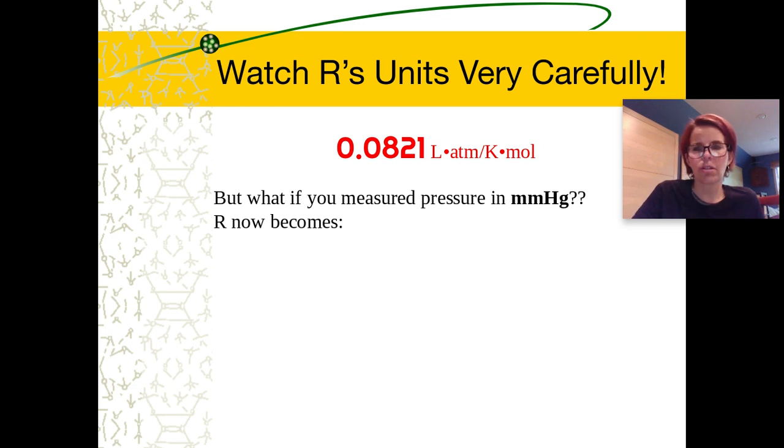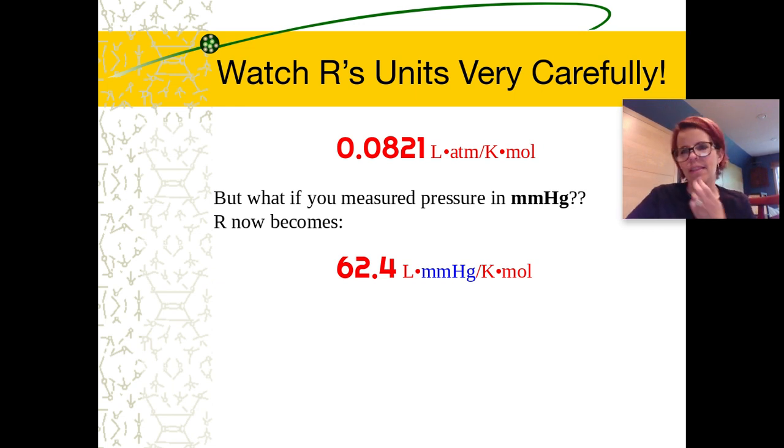What if I choose to measure my pressure in millimeters of mercury? Well, if you do that, you have to change the gas constant. So the gas constant changes. Okay. Things that are constant aren't supposed to change. That was my humor there.